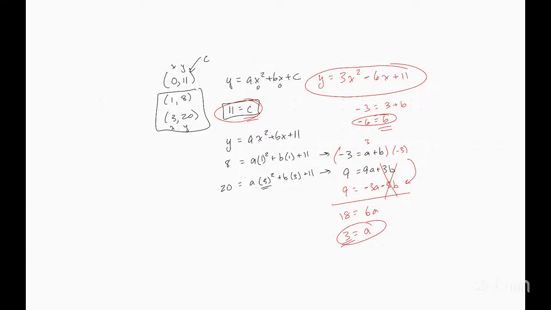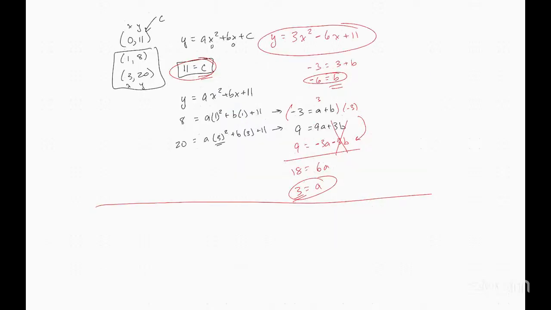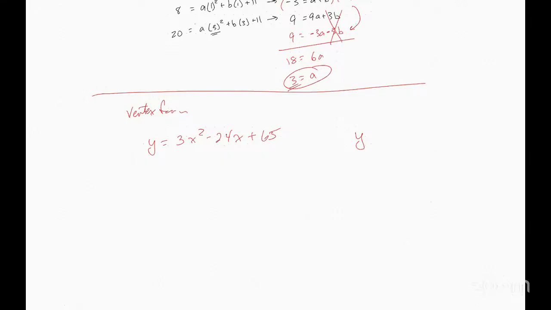It says transform to vertex form by completing the square and state the vertex. Y equals 3x squared minus 24x plus 65. Okay, so this is in standard form, and putting it in vertex form is y equals a times (x minus h) squared plus k. Now there are 2 ways you can do this, but they told you to complete the square. So we'll do it that way, but then I will show you the other way to do it as well.